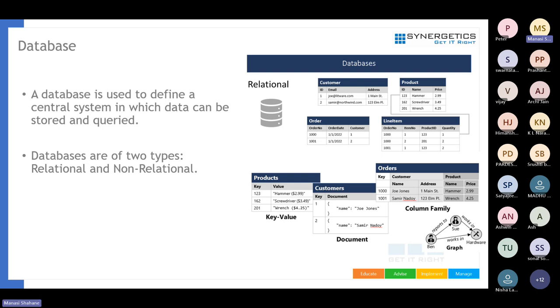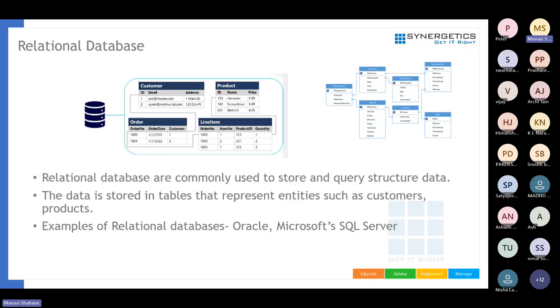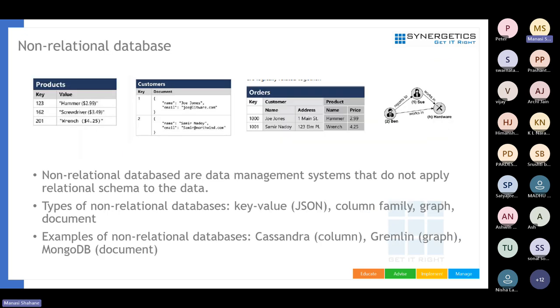So JSON files, if I have to store them, are all stored in the non-relational database. This is a relational database, where we discussed the relationships, primary key, and the services. And this is the non-relational database, where there is absolutely no relationship with the data. Okay.